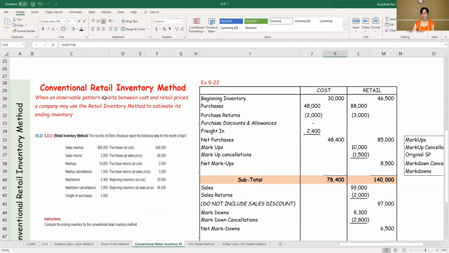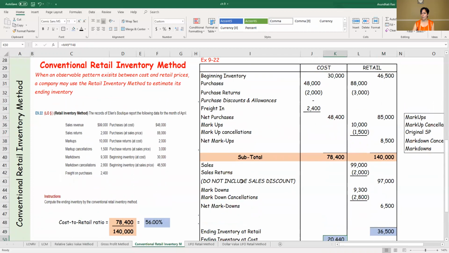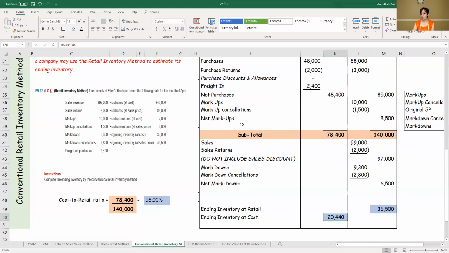So this is the conventional retail inventory method. There are a couple other methods. This approximates the LCM method. We do not include the markdowns, the net markdowns in the cost of retail calculation. There's another method in which we will use it, but in this one we do not.